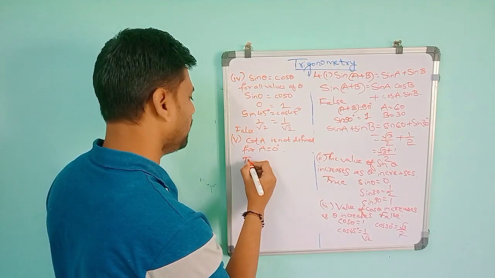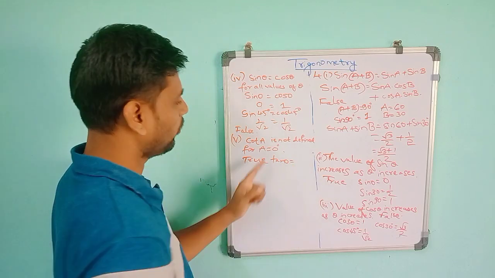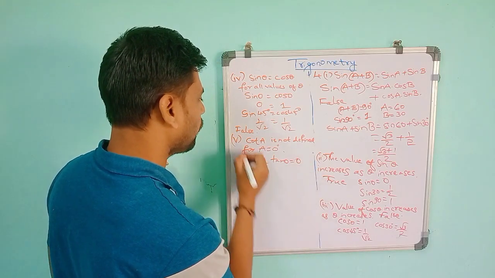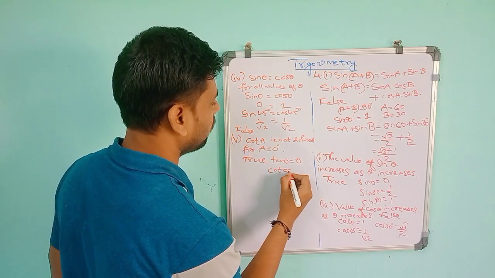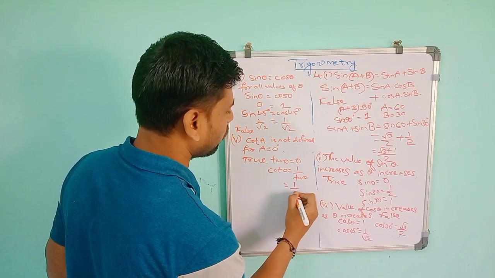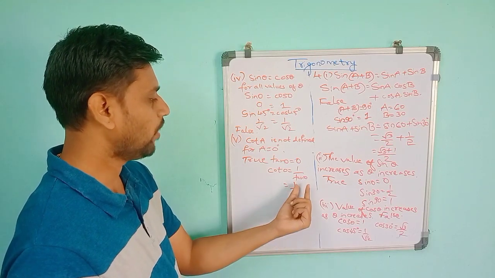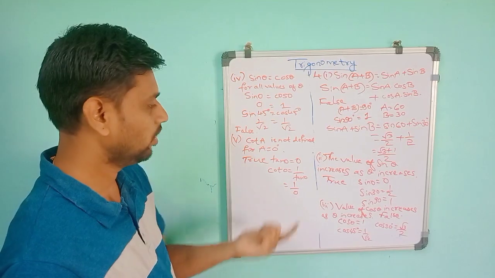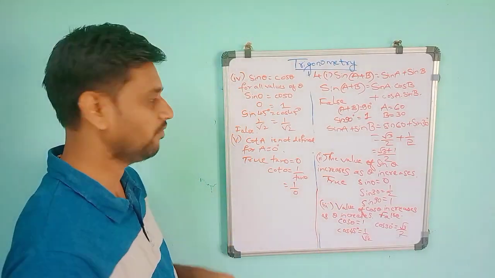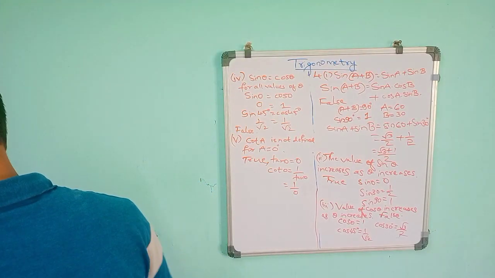It is true. Why? If we know the value of tan 0, because A is given as 0, tan A is tan 0, which is equal to 0. But cot 0 is 1 by tan 0, so 1 by tan 0 is nothing but 1 by 0. The value of 0 by 1 is 0, but the value of 1 by 0 is not defined, or infinity. So 1 by 0 is nothing but infinity or not defined. So it is true. Then next topic.